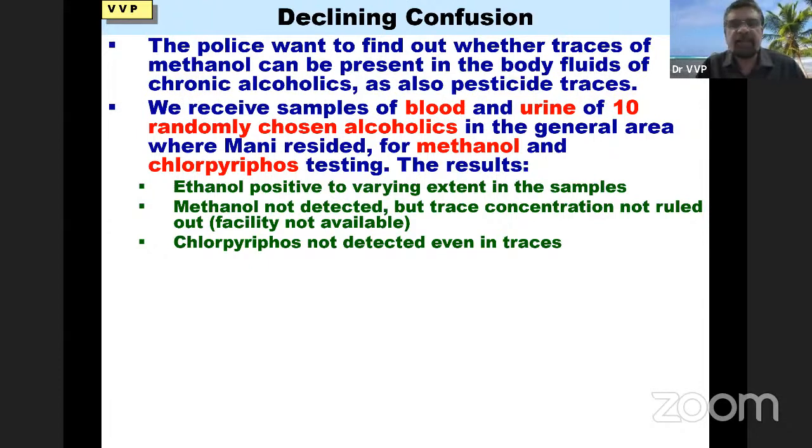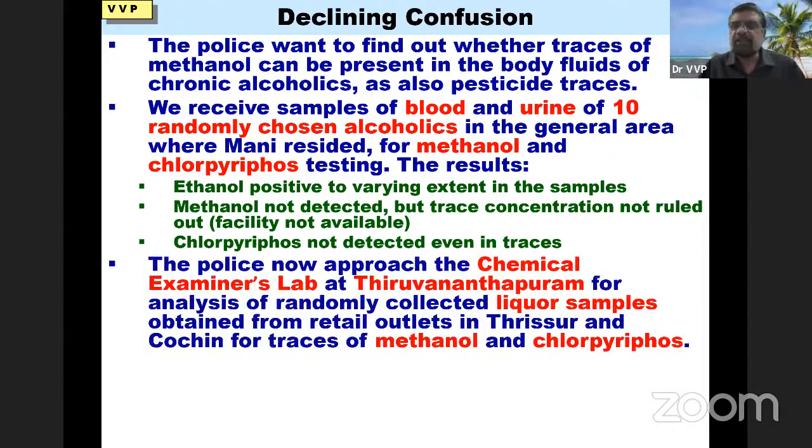And we did the sample analysis, and we got ethanol as positive in almost all the samples. Methanol we could not detect, but of course we could not rule out trace quantities because we don't have that kind of instrumentation. And we were very clear, chlorpyrifos not detected even in traces.